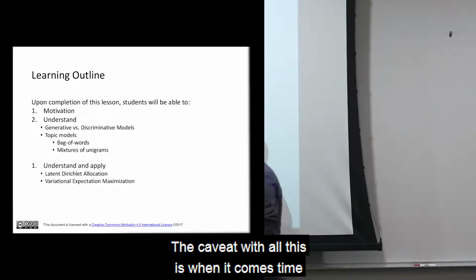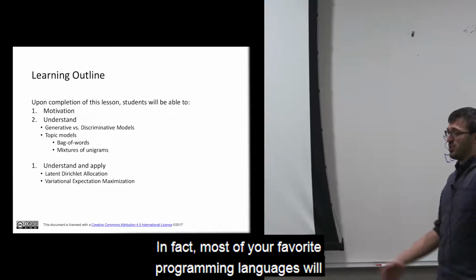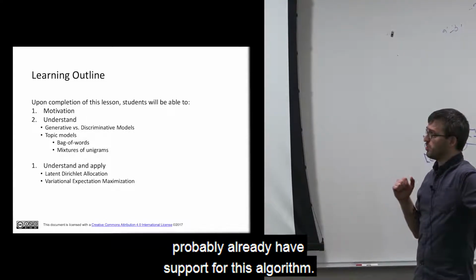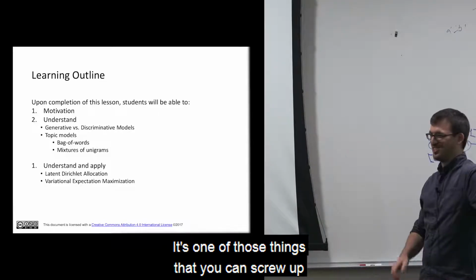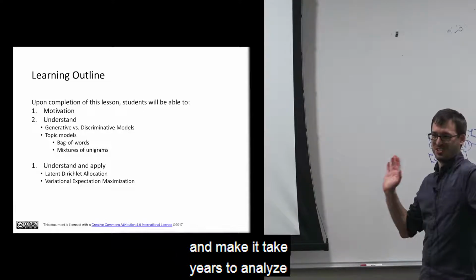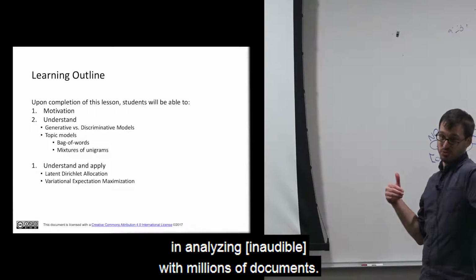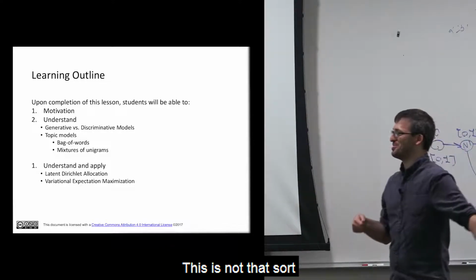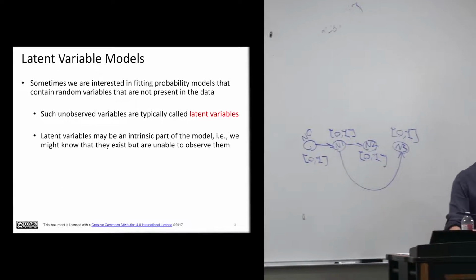The caveat with all of this is when it comes time for actual implementation, we'll be using a built-in Python library. In fact, most of your favorite programming languages will probably already have support for this algorithm, and I highly suggest that you don't code it yourself. It's one of those things that you can screw up and make it take years to analyze, because in this particular setting, we'll be interested in analyzing corpuses with millions of documents. So this is a time-consuming task. This is not that sort of toy spam email classification task that we started with.